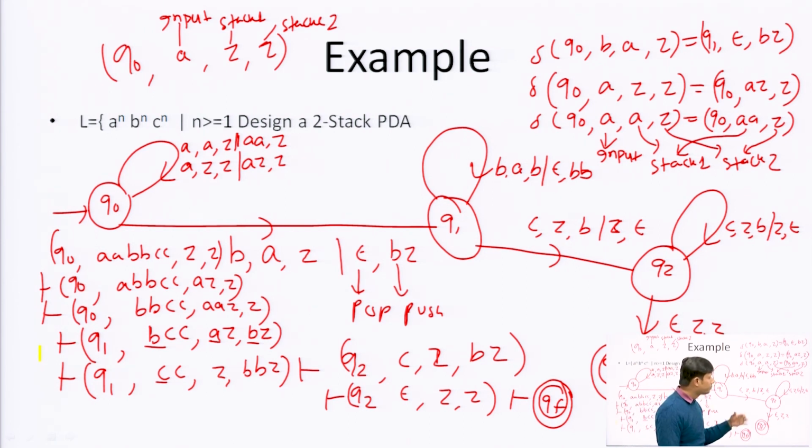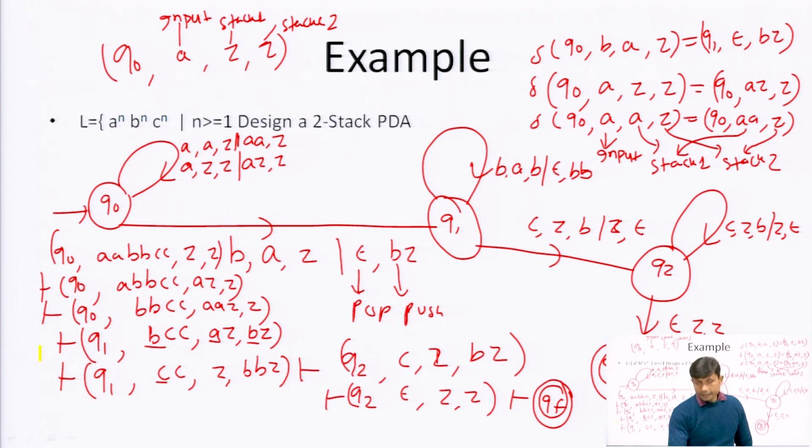So like that you are in Q2. Same thing: C Z B and Z epsilon. So in Q2, stack 2 will be empty. Stack 1 was already empty in Q1, and in Q2 stack 2 is empty. Then we go to the final state. We have read all the input and both stacks are empty, so we have to go to the final state.